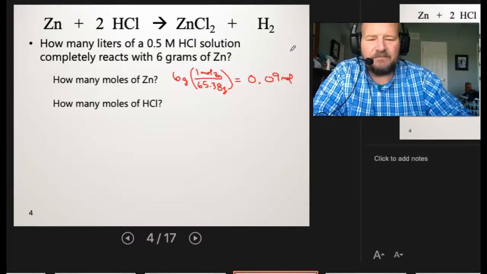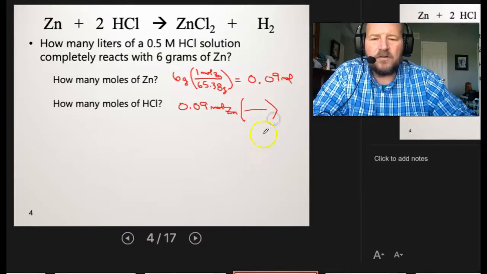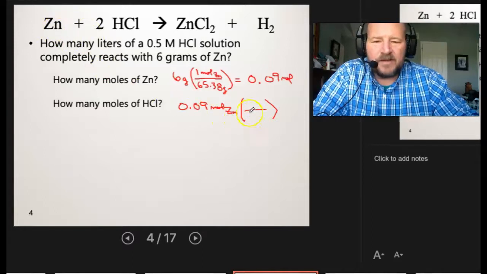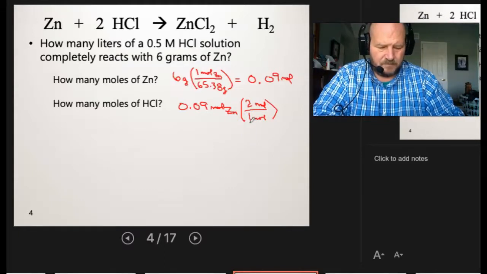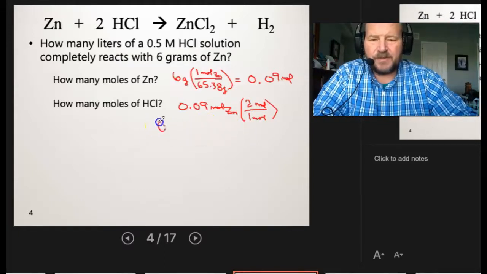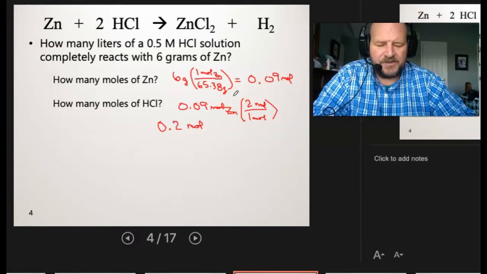All right, the next thing we would do is use our balanced chemical reaction and figure out moles of HCl. So that's not changing either. 0.09 mole of zinc. For every 1 mole of zinc, I need 2 moles of HCl. So that's going to be 0.2 moles of HCl.